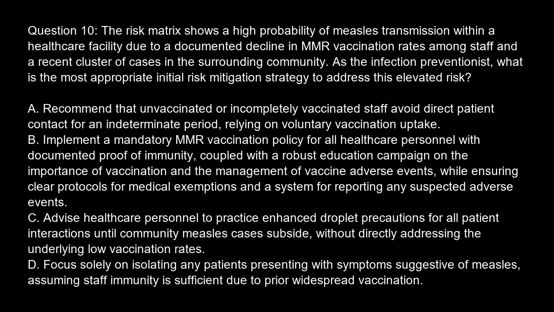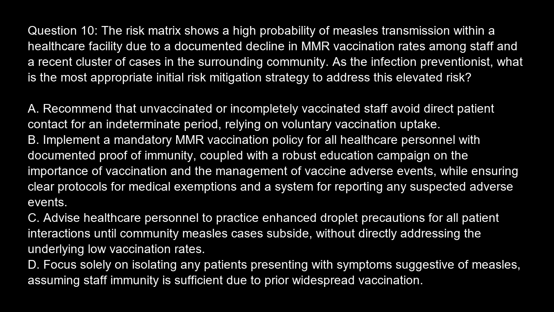Question 10. The risk matrix shows a high probability of measles transmission within a healthcare facility due to a documented decline in MMR vaccination rates among staff and a recent cluster of cases in the surrounding community. As the infection preventionist, what is the most appropriate initial risk mitigation strategy to address this elevated risk?